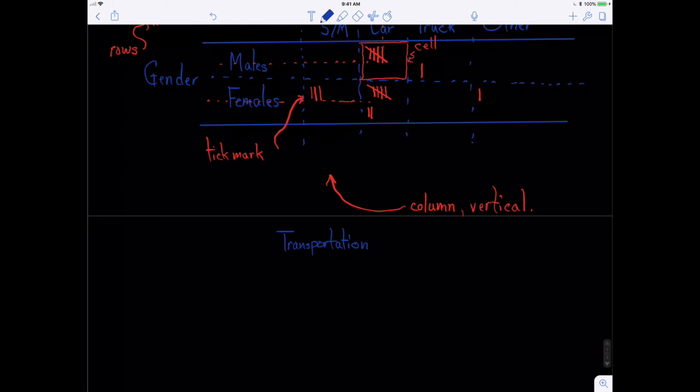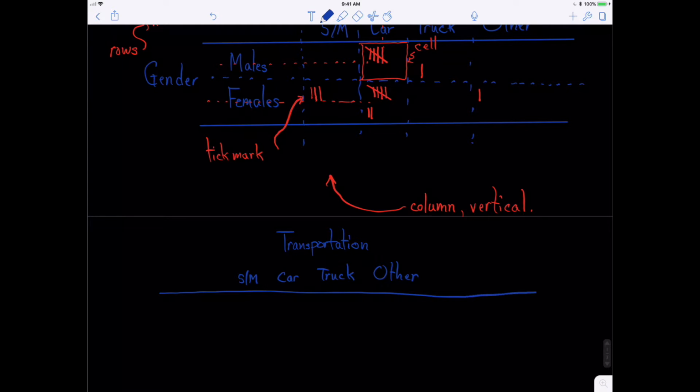And let's see, our transportation. Over here, we have SUV, minivan, car, truck, other. Okay, and let's make our line underneath these.